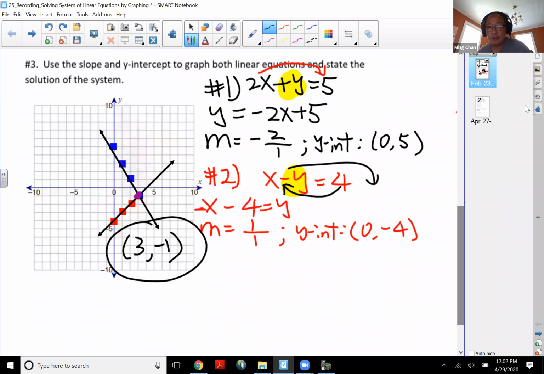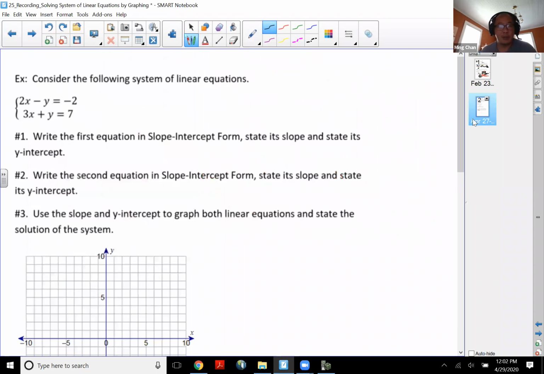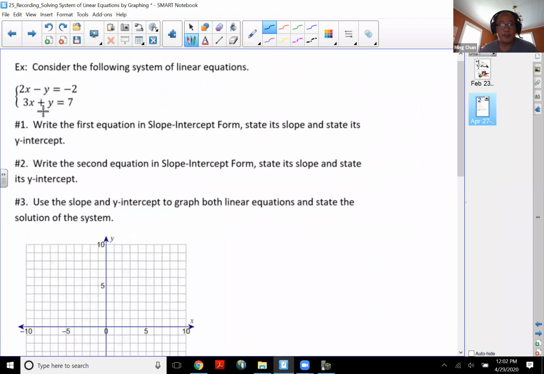All right, let's try another one. It's nothing hard, this is just all we do here. So work on one, then work on the other, okay?